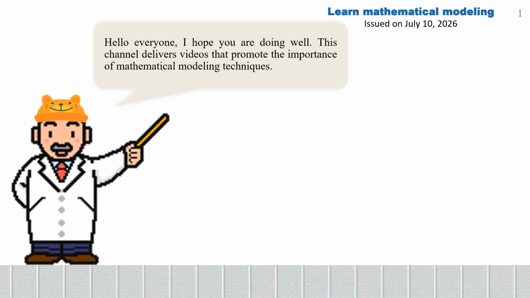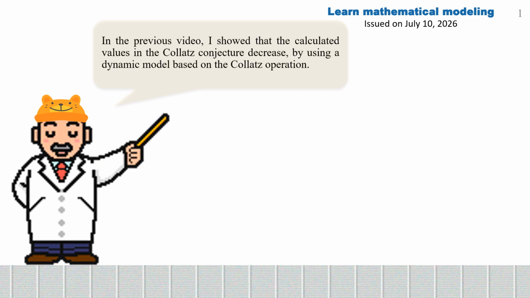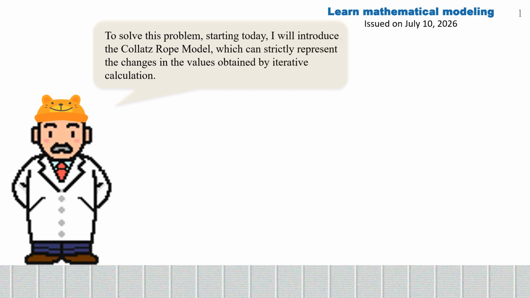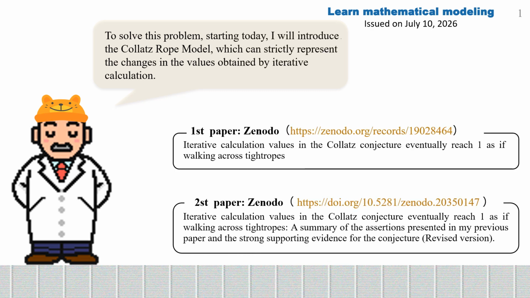This channel delivers videos that promote the importance of mathematical modeling techniques. In a previous video, I showed that the calculated values in the Collatz conjecture decrease by using a dynamic model based on the Collatz operation. However, when attempting a mathematical proof using that numerical model, there is a serious problem, as I will explain later. To solve this problem, starting today, I will introduce the Collatz-Rope model, which can strictly represent the changes in the values obtained by iterative calculation.